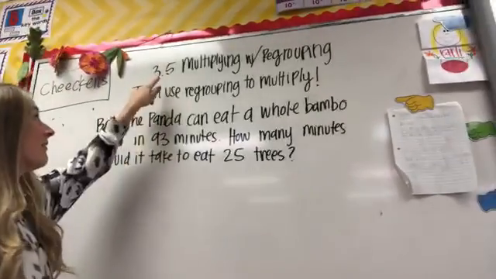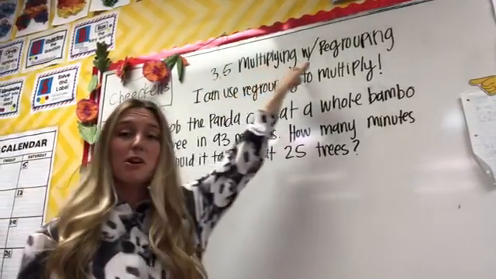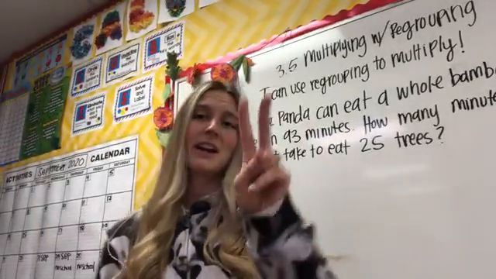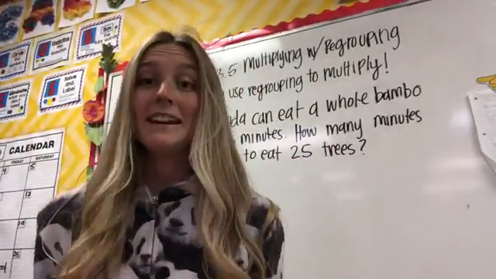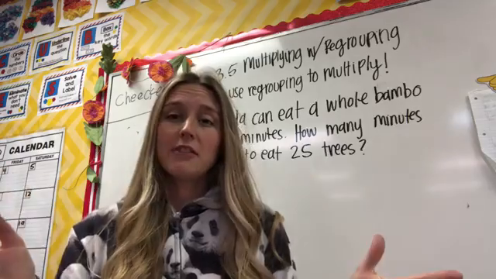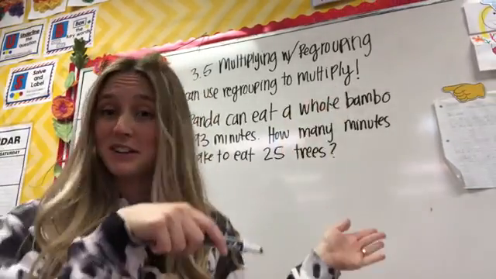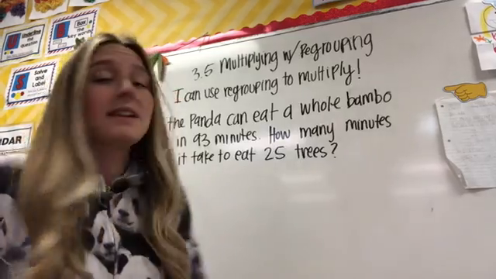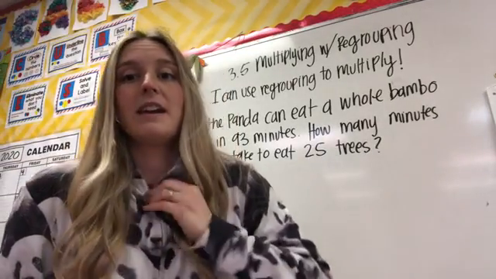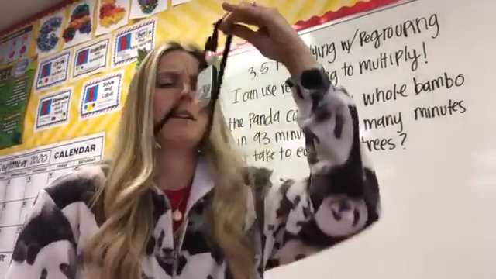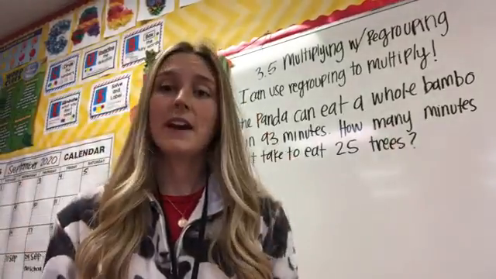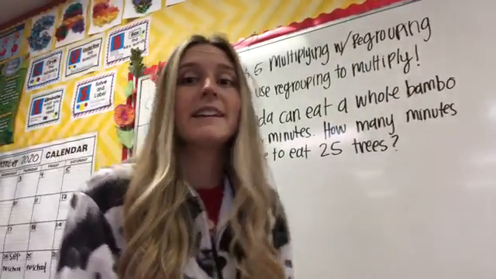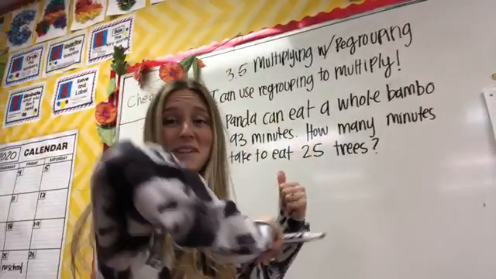All right, we're on 3.5. We're going to be multiplying with regrouping. So this is the second way to multiply a 2 times 2 number. So this might be the way that your parents learned how to do it. Some people call it the standard method, but it's also called the regrouping method. All right, so standard method, regrouping method, whatever method you call it, great. So let's do some math with some pandas.